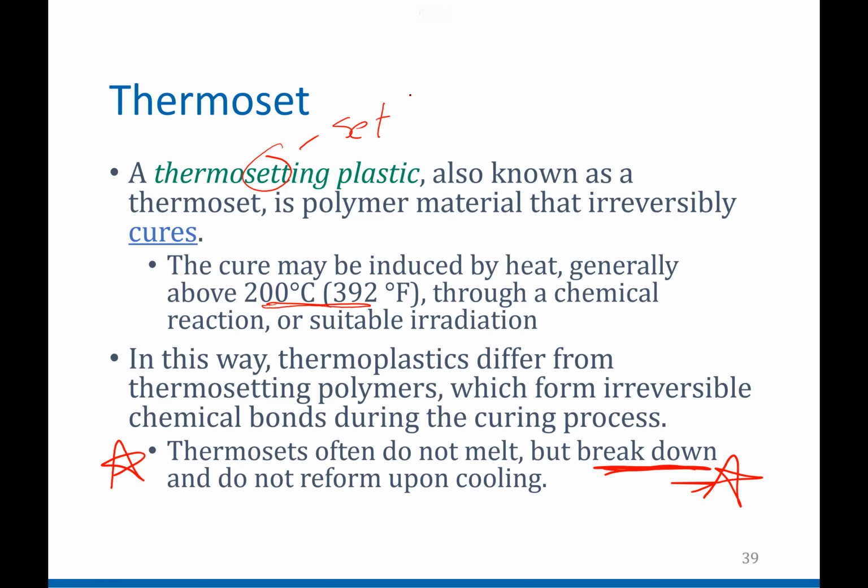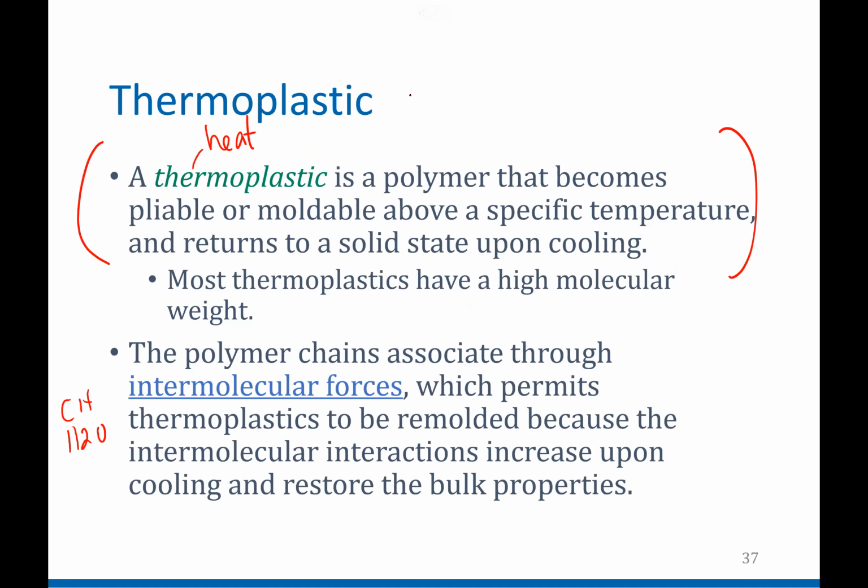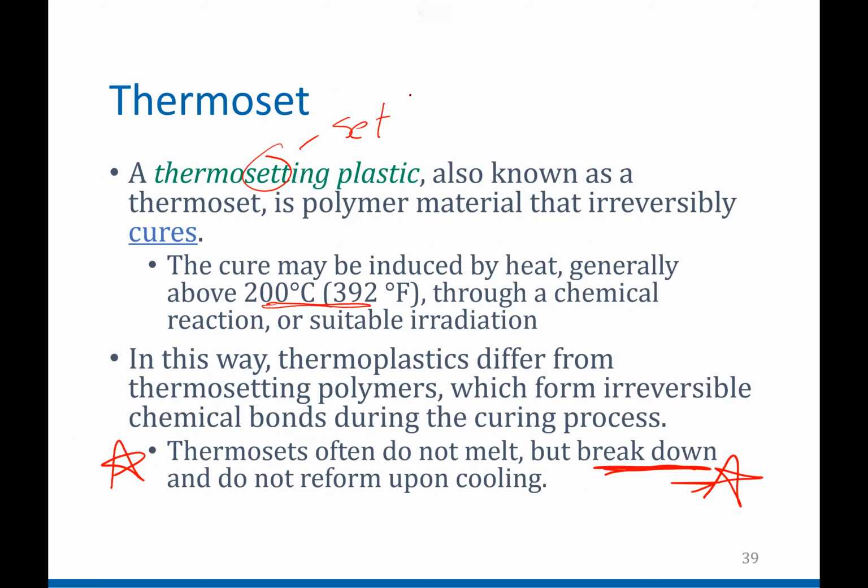So to summarize, because you will see this question, a thermoplastic can be heated and molded over and over. You can heat it up, make it change its shape, cool it down, and repeat. A thermoset plastic is set once you've done your chemical reaction, and if you heat it again, it breaks down. It cannot reform.